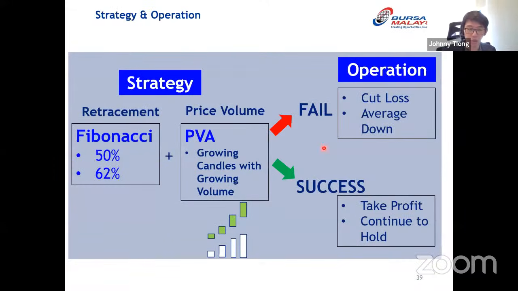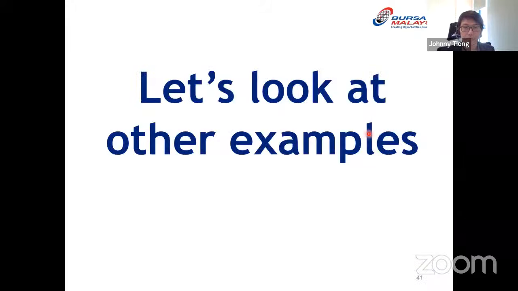So this is the point that we can carry. According to this strategy, Fibonacci retraces to 50 or 62%, then coming together with the price volume analysis, we can operate by following this way. So I gave 2 examples. I think that's enough. We have 45 minutes left.